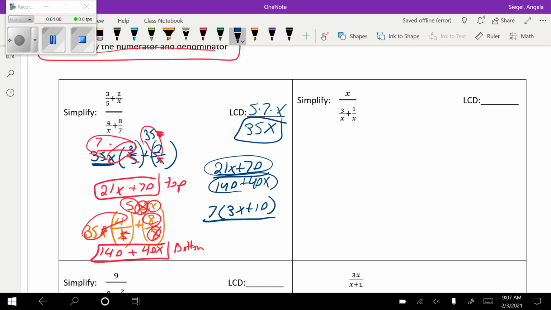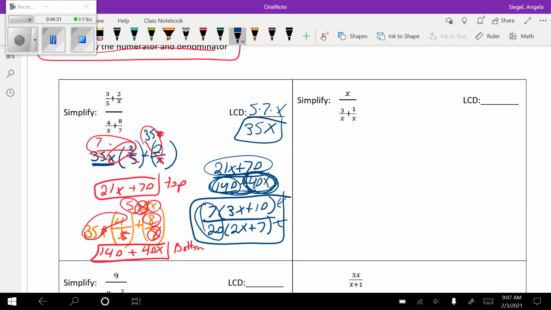Okay, down here, it looks like I can take a 20 out. And so I'm going to switch these around. So 20 goes into 40x 2x times, and then 20 goes into 140 7 times. So this is as far as we can take it. If we had simplified this some more, or if like these would cancel, we would take it a step further.